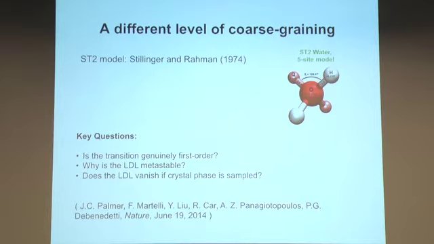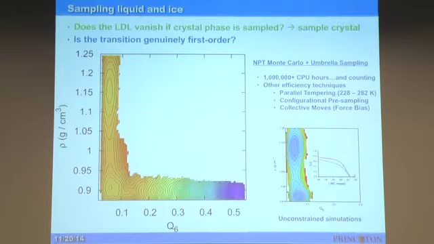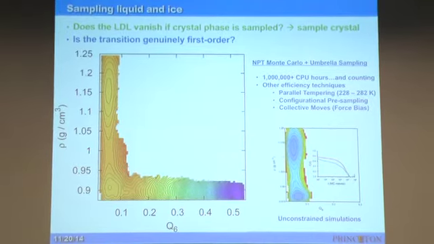Now, the key question that we asked ourselves when we started this work, of course many people have done this, was: is the transition genuinely first order? Why is the low-density liquid metastable? Because it was suggested that the low-density liquid would vanish if the crystal phase is also sampled. And again, using this different approach, we use several Monte Carlo and sampling techniques.